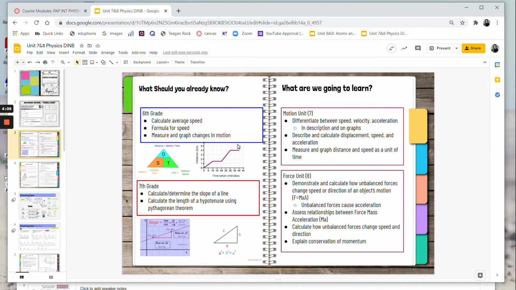In 7th grade, you learned how to calculate and determine the slope of a line, and definitely being in algebra right now, y'all, you should know how to calculate the slope of a line. And you should have learned to calculate the length of the hypotenuse using the Pythagorean theorem. We will use the Pythagorean theorem in this class. Again, you're in algebra, so you should probably know.